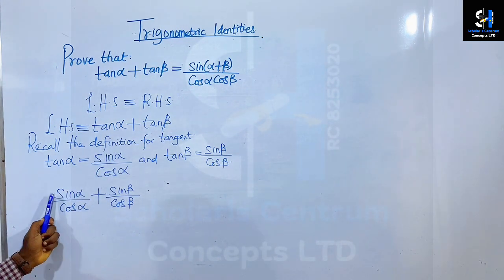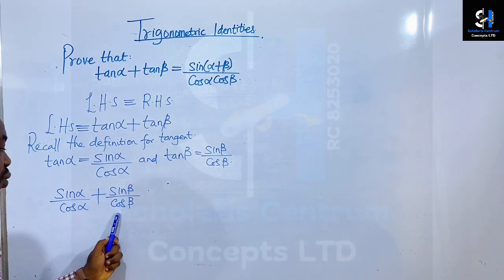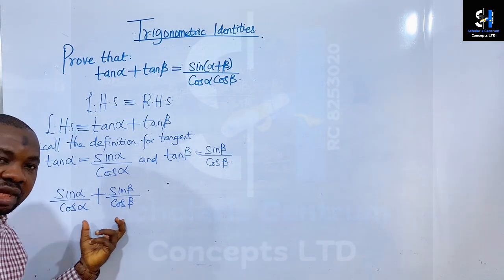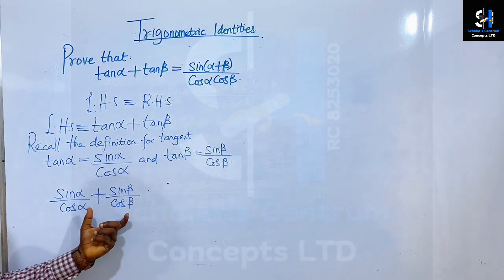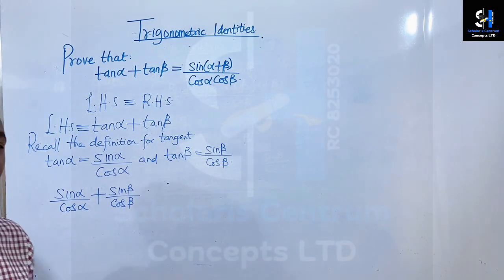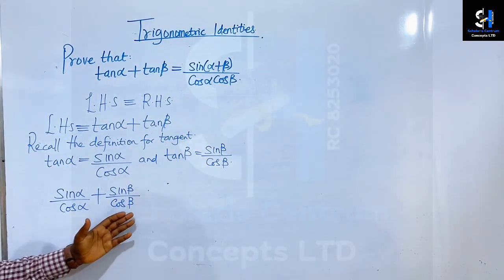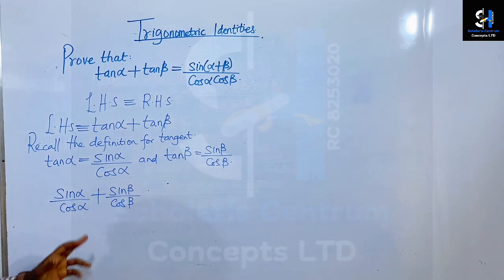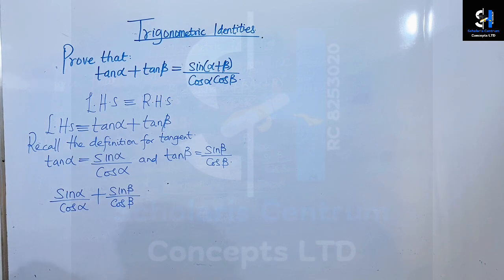Tan alpha is sine alpha over cos alpha. Tan beta is sine beta over cos beta. Now we need to simplify this new expression. To simplify it, we need to get the common denominator. The common denominator in this case would be cos alpha cos beta.